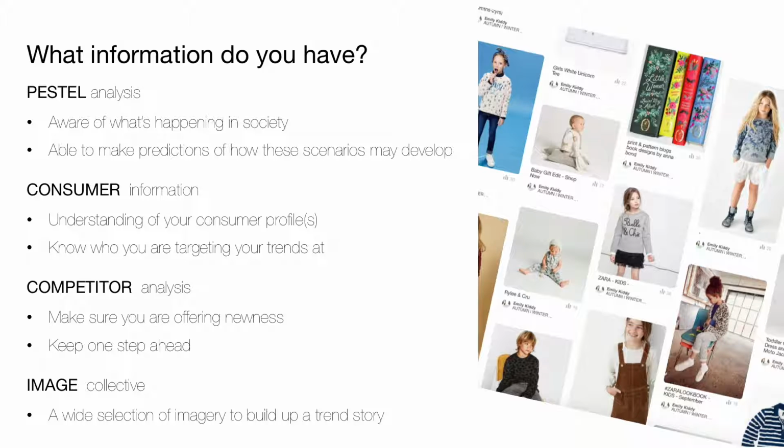We've started off by doing a pastel analysis, making us aware of what's happening in society and seeing how this might develop over time, and taking this information to make useful predictions into scenarios that may help us develop these into trends. We've got lots of consumer information, we understand the consumer profiles we're going to try and target with our trends. We've done lots of competitor analysis, seeing what's currently out there to make sure that we offer newness with our current trends, and keeping one step ahead of what our competitors are doing. We also should now have a digital image collective with a wide selection of imagery to build up a trend story.